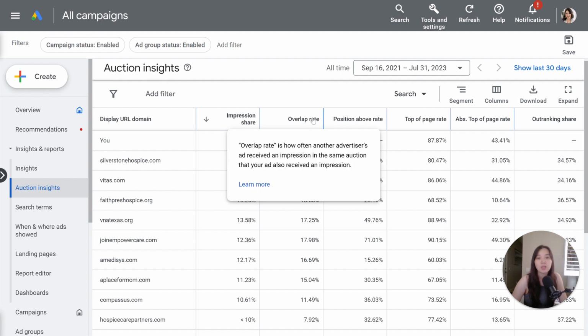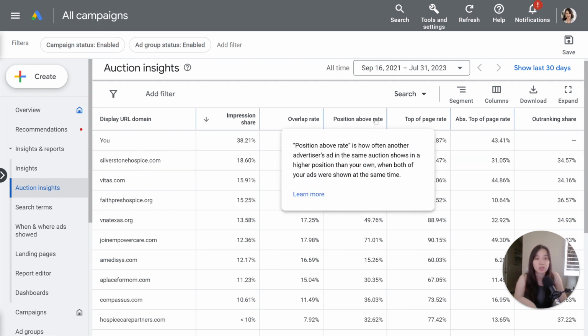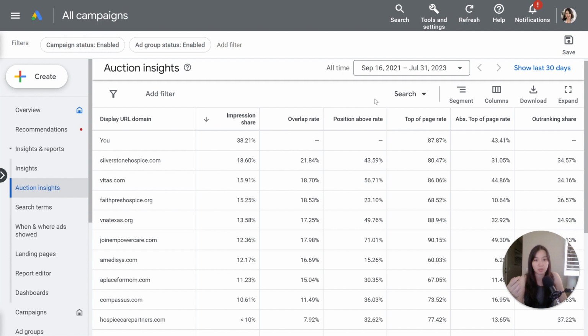So this is the rate at which another advertiser is in the same auction as you, that you're able to receive that impression. So we can see here that the Silverstone Hospice is appearing the most against us in the same auctions. And then here, position above rate is able to show us how often another competitor's ad in the same auction appears in a higher position above ours.